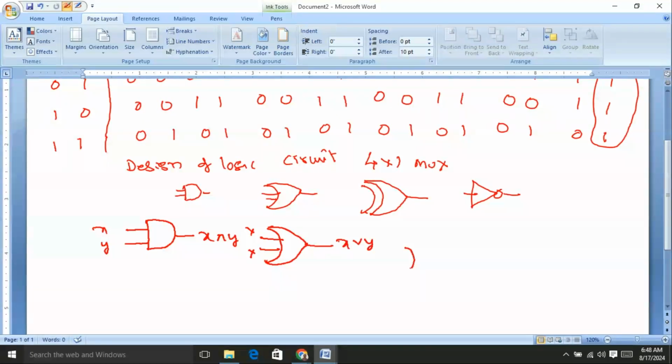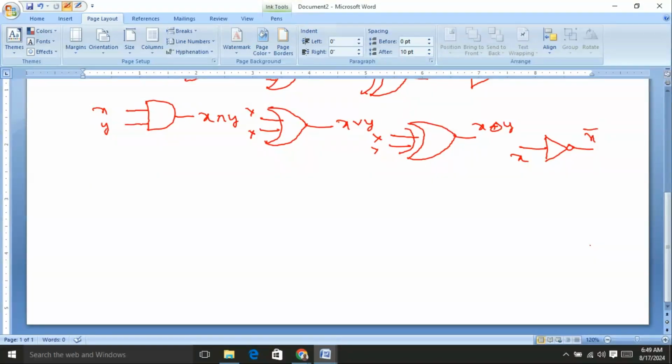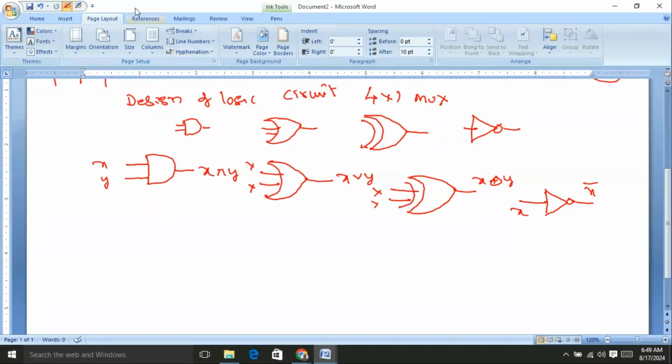We already know that several times. This is an exclusive OR gate. It has two inputs, x and y. Then the output is x exclusive OR of y. The NOT gate has only one input. Like that, we are given x. This is the x bar. By using these four logical gates, I am going to draw the actual logical circuit.